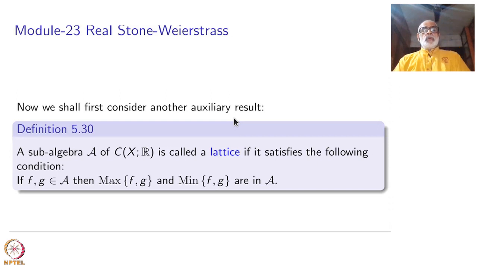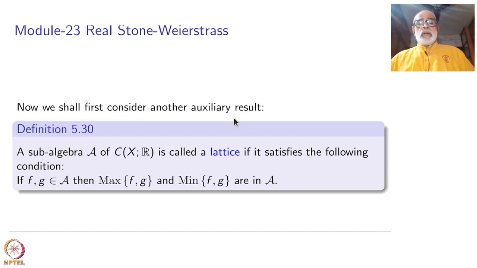Welcome to module 23 of NPTEL NOC course on points of topology part 2. So we started with the Stone-Weierstrass theorems. Yesterday we proved the Weierstrass approximation theorem and prepared partly some ground for the Stone-Weierstrass theorem. So today we will continue.